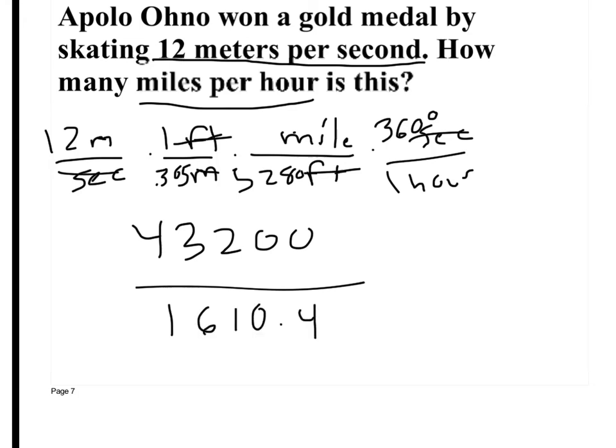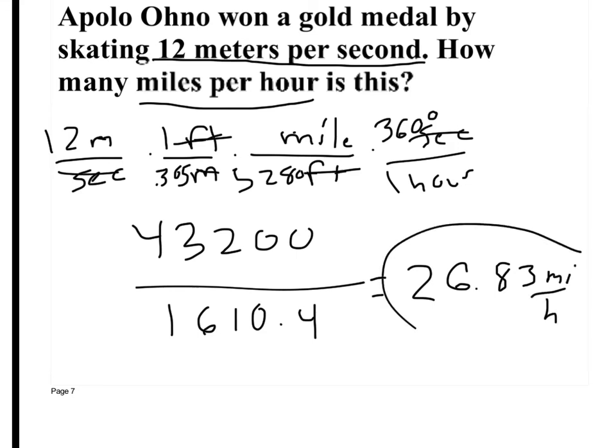I divide those, 43,200 divided by 1610.4, and guess what I still get? 26.83 miles per hour. Easy. Okay? So it doesn't matter which conversion rate I used. I went from customary to metric. On the problem before, what you wrote down, I went metric to customary. Doesn't matter. It changes what numbers are on top and what's on bottom, but you still get the same answer, as long as you're using the right conversion.